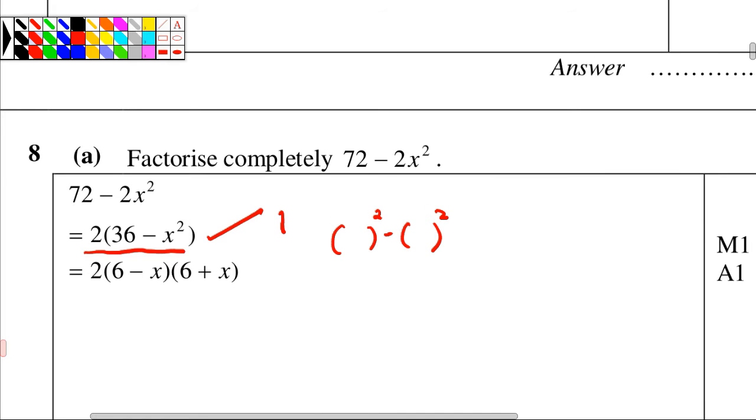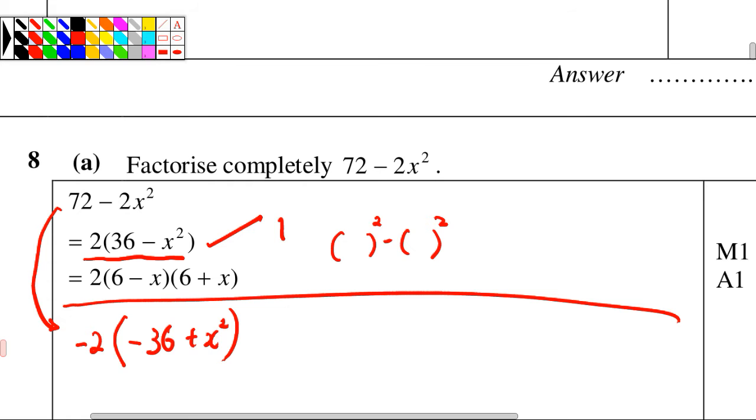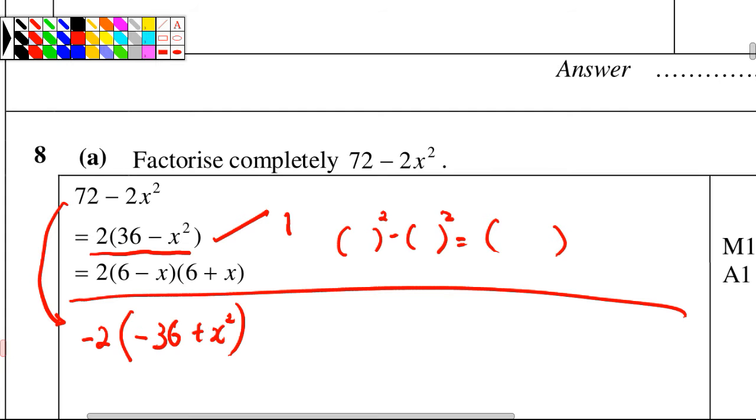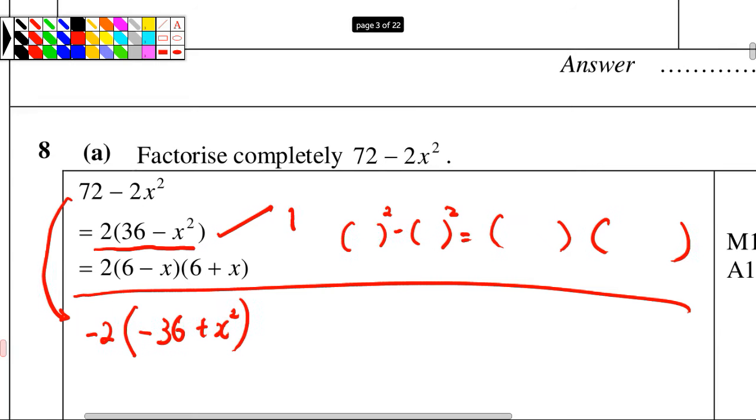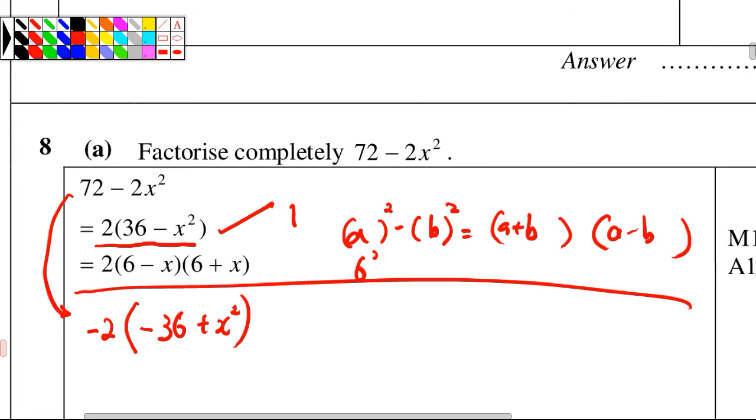Okay, if you factorize the negative 2 out, you still get the answer. Negative 2, this is negative 36 plus x squared. This is still fine. I will show you how this answer works later. But from here, something square minus something square, what comes to your mind? Something plus something, something minus something. That's your A minus B. So this is A plus B, A minus B. So how do I get this? You must ask yourself, 36 is what square? 6 square. So this is 6 square minus x square. Therefore you get this answer. Do you follow?